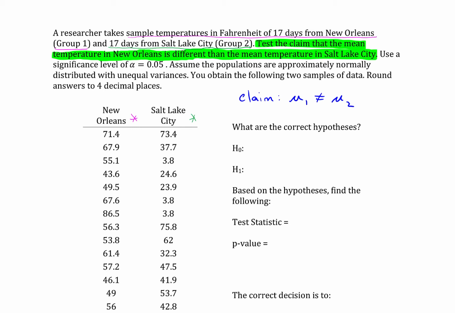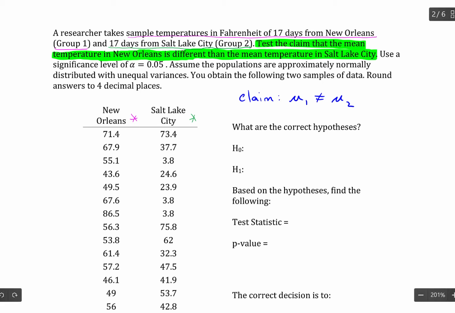Use a level of significance of 0.05. Okay, and then assume the populations are approximately normally distributed with unequal variances. That information is important. We'll use it as we get to the part where we're doing calculations. For now, what we have are 2 different populations that we are comparing the mean of. So that helps us understand what function we're going to be using ultimately to find our statistics.